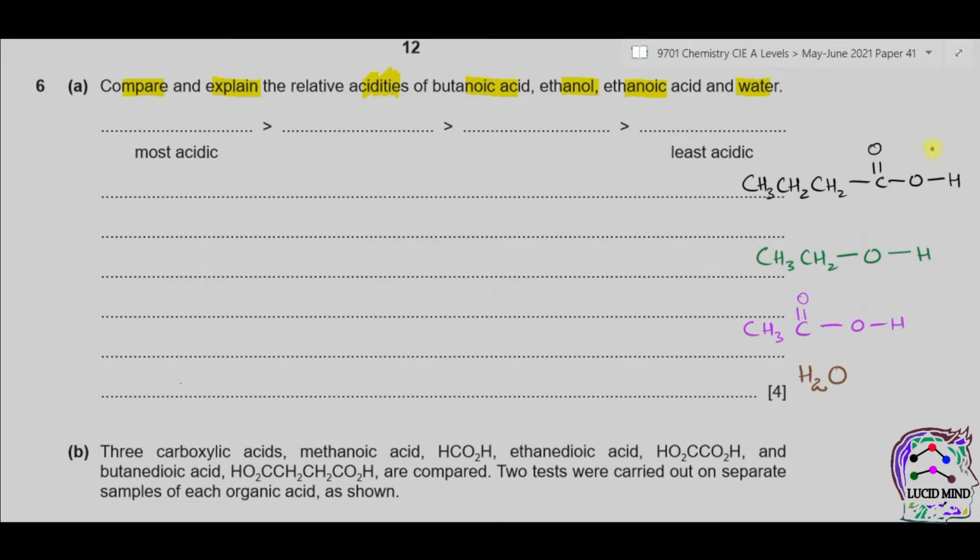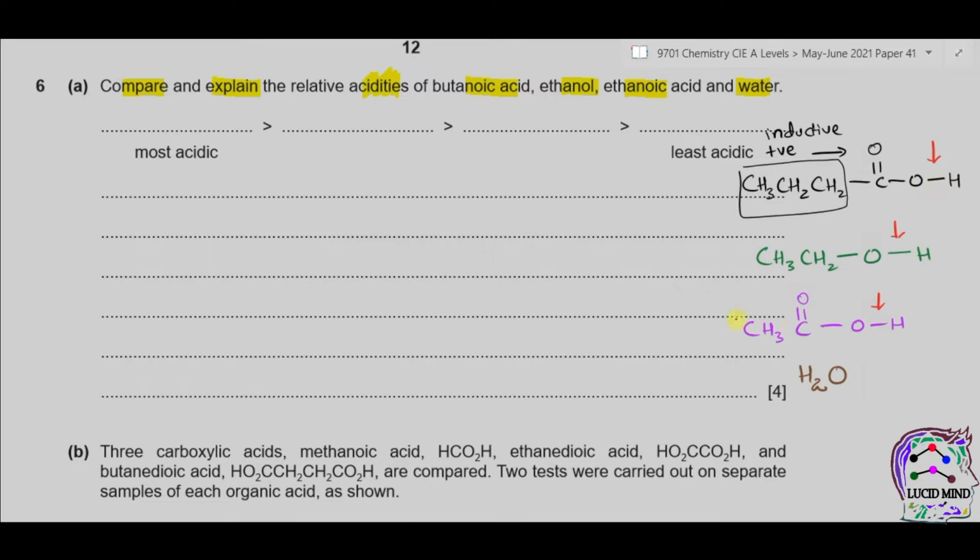Now acidity depends on the strength of this OH bond. Stronger OH bonds mean less acidic, as fewer H plus ions will be released, and weaker OH bonds mean more acidic, as more H plus ions will be released. Let's see which molecule has the weakest OH bond. In butanoic acid we have this propyl group attached, and due to the positive inductive effect of the alkyl group, it will provide electrons to this carbonyl carbon and oxygen, so therefore this bond will be strengthened.